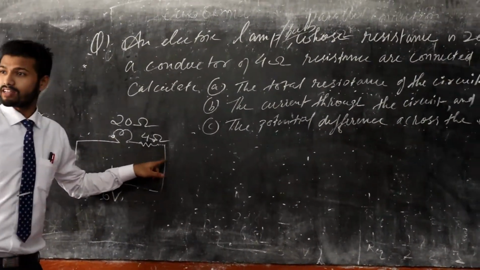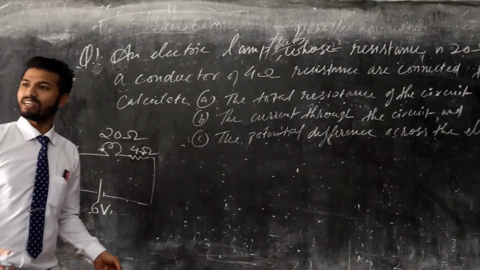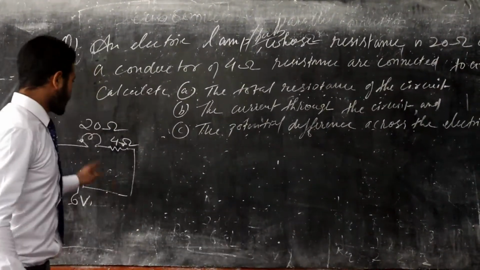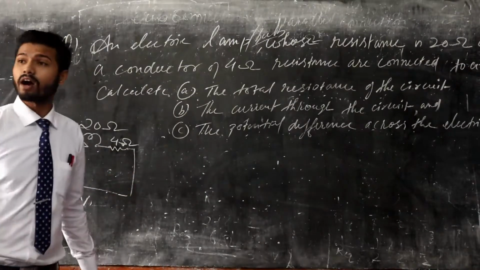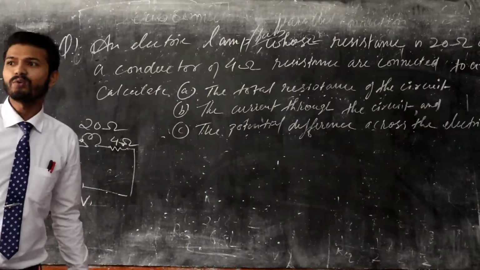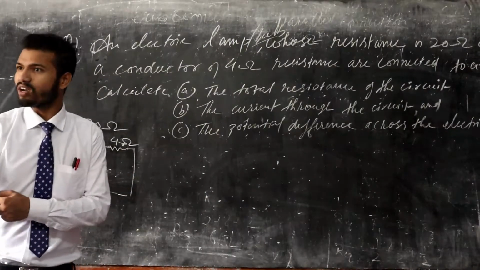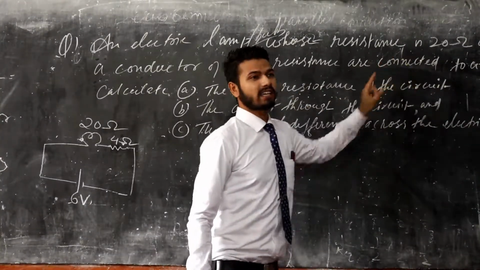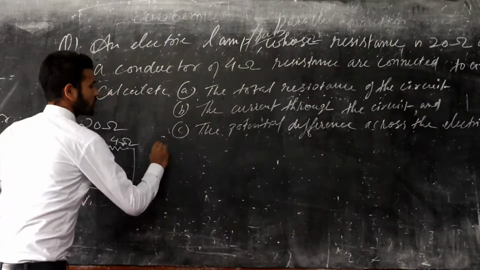Series, one after another. So to find the equivalent resistance, we will add them up. So the connection between the bulb and the conductor is a series, so we'll find the equivalent by series mode. Now the question asks for the total resistance of the circuit. So let us find it.